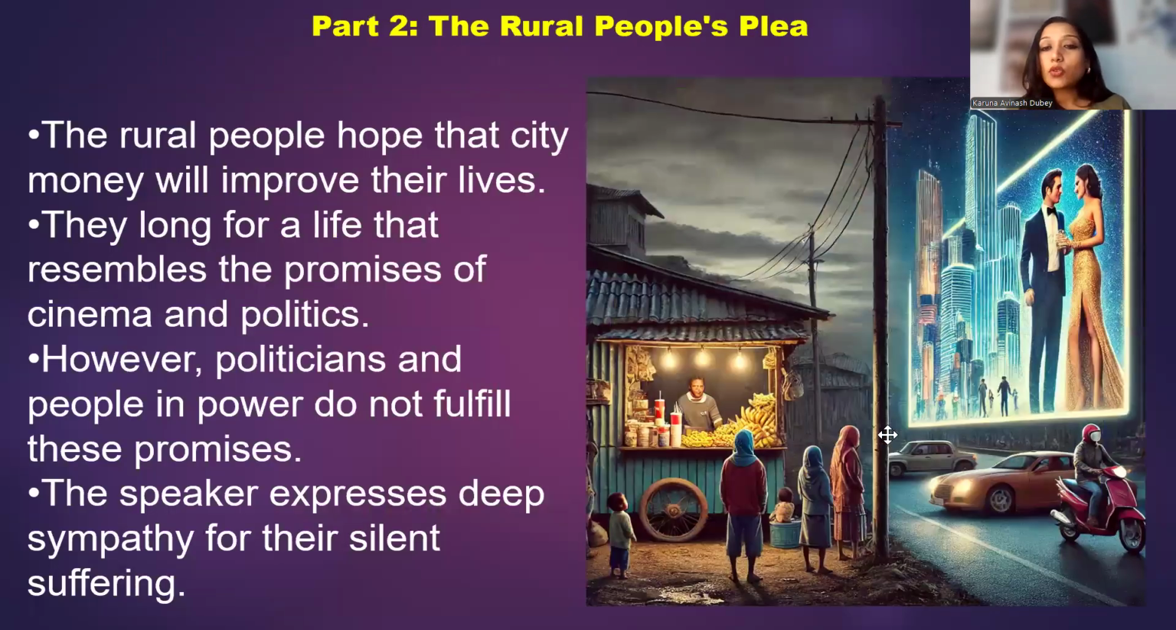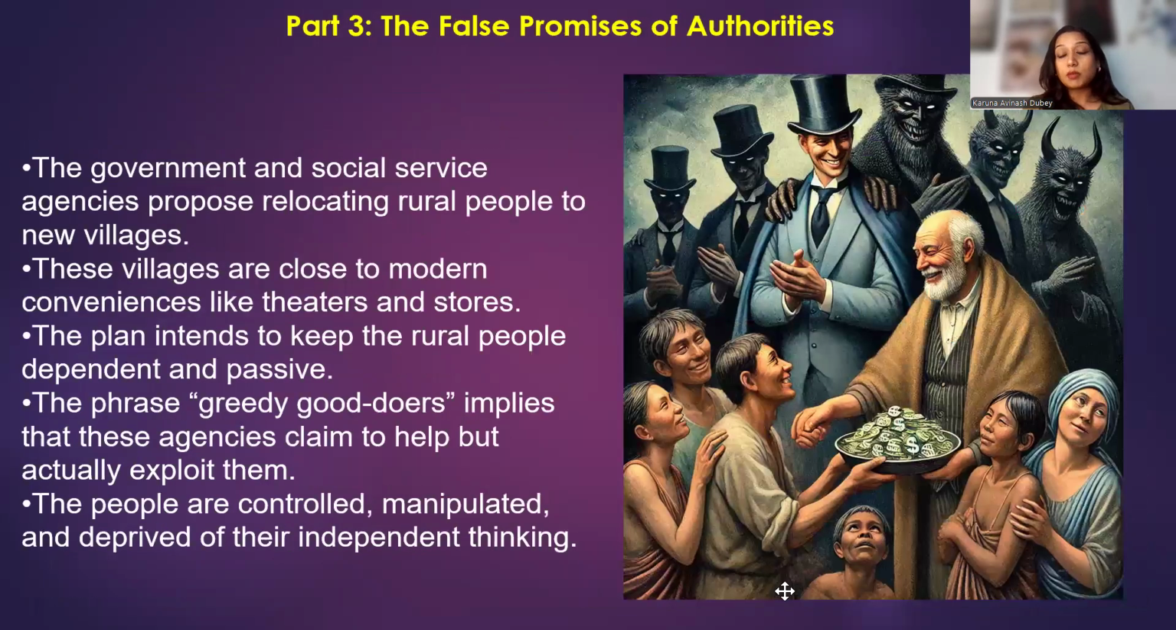You see what their wish is, that they want to be set somewhere where the moving pictures, the lifestyle they see in the pictures, whether it is for them, maybe with money they can get a little bit of such a lifestyle. The rural people hope that city money will improve their lives. They long for a life that resembles the promises of cinema and politics. However, politicians and people in power do not fulfill these promises. The speaker expresses deep sympathy for these silent suffering people.